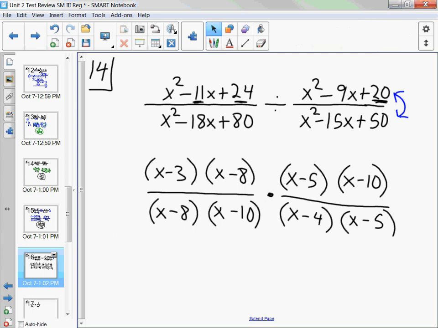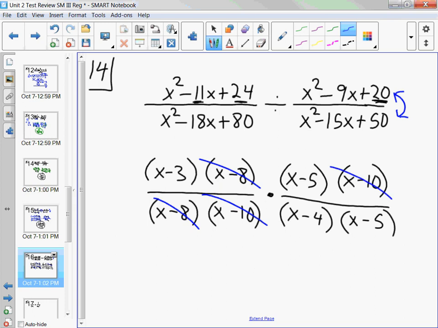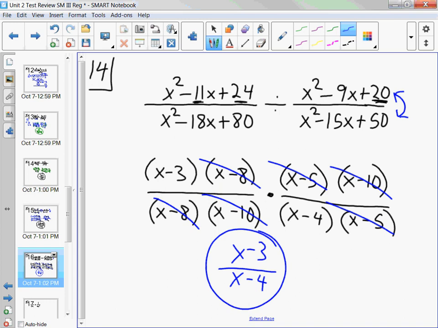I'm ready to cancel out factors that are the same on the top and bottom. I can see x minus 8, x minus 10s, and x minus 5s. This is working out so nicely. All that I have left on the top is x minus 3, and on the bottom, x minus 4. And that is my answer.